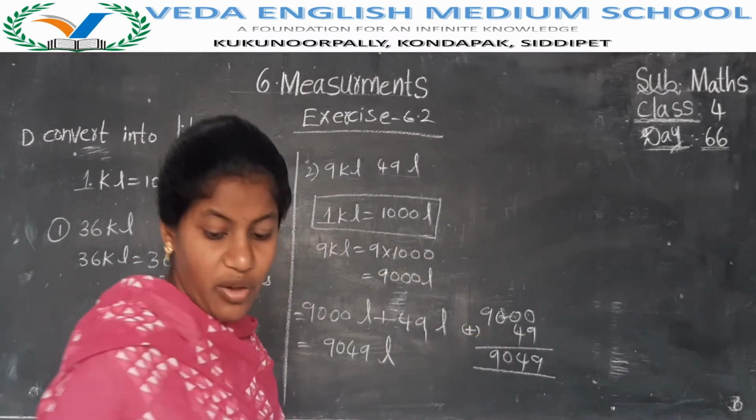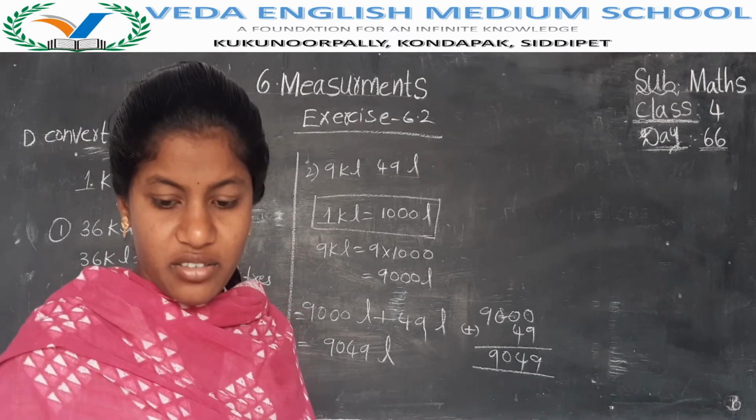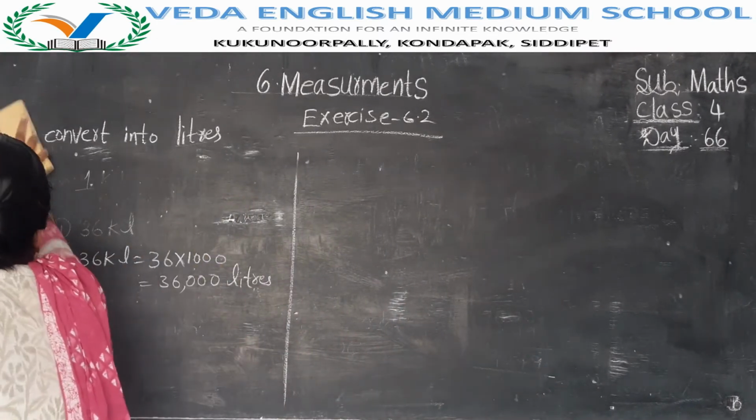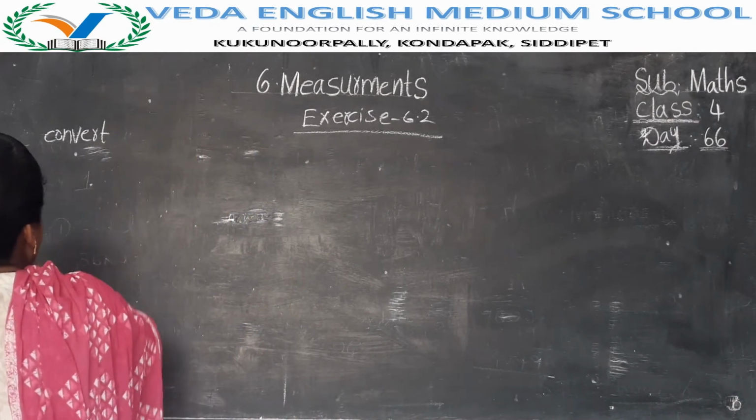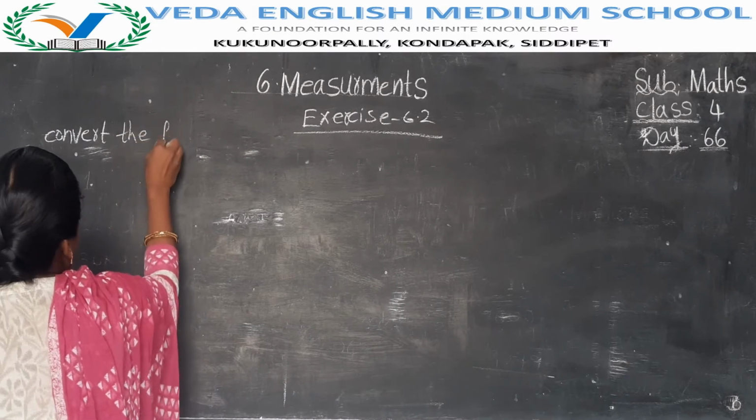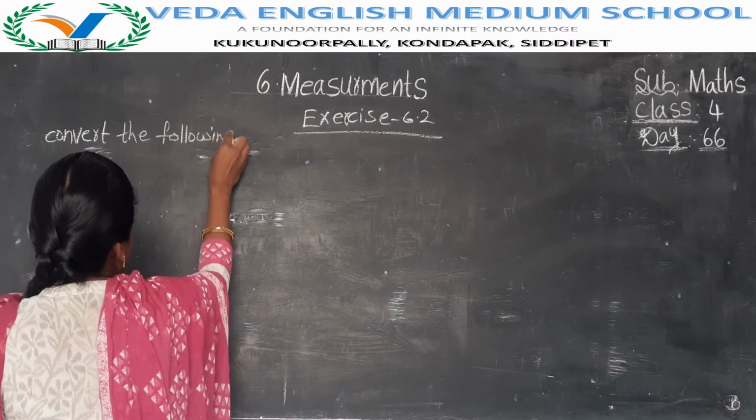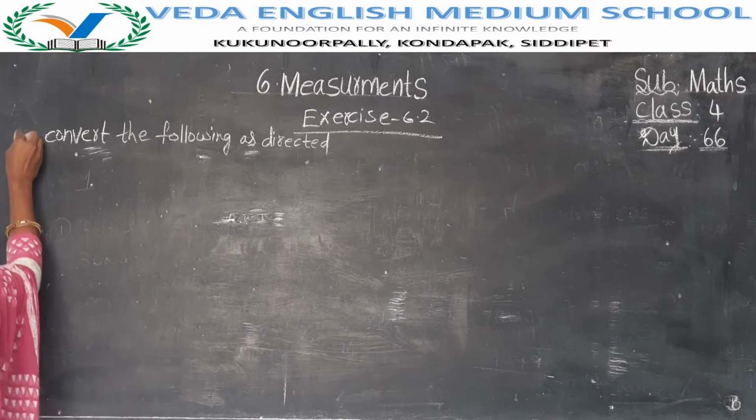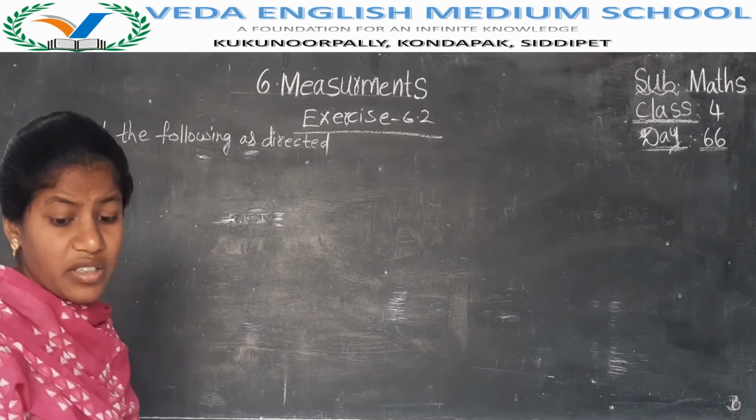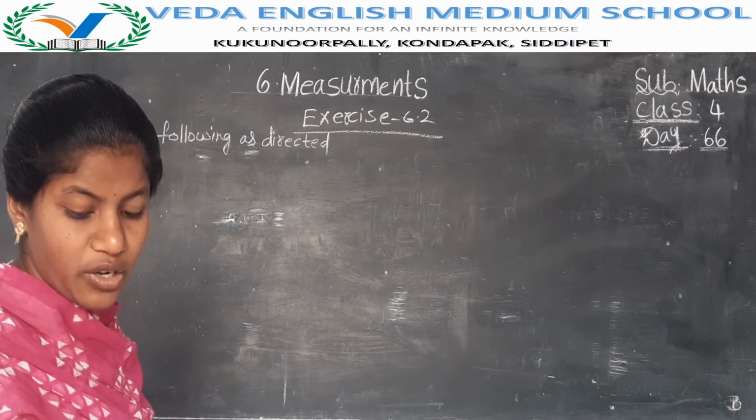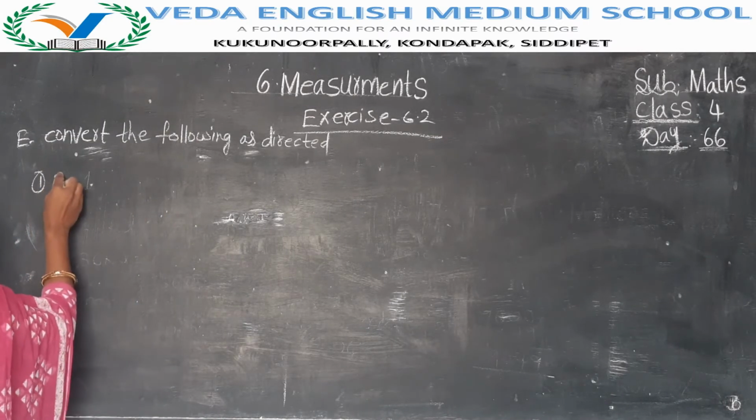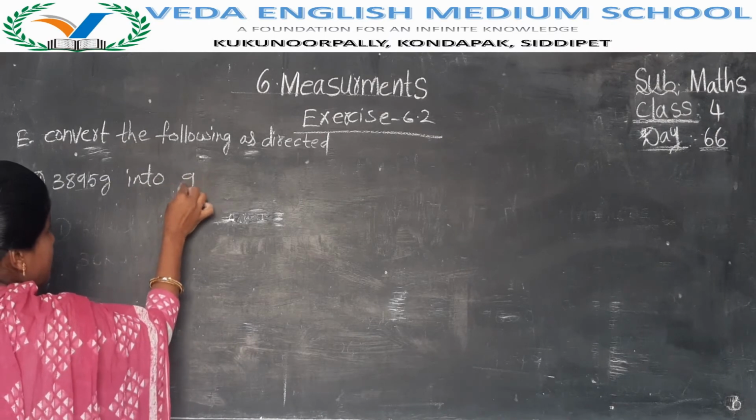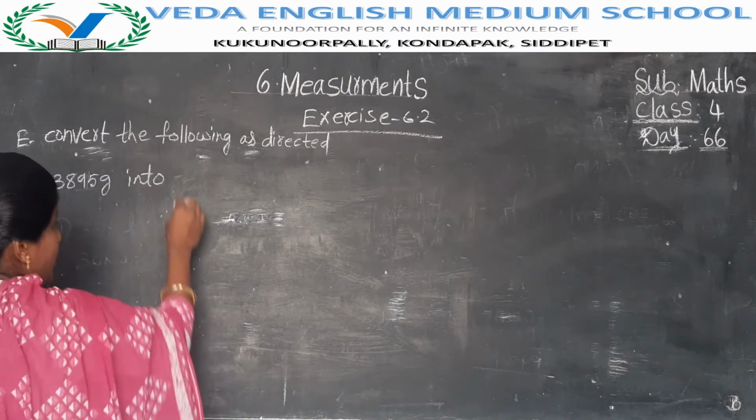Next we have the next bit. Convert the following as directed. 3895 grams into kilograms and grams.